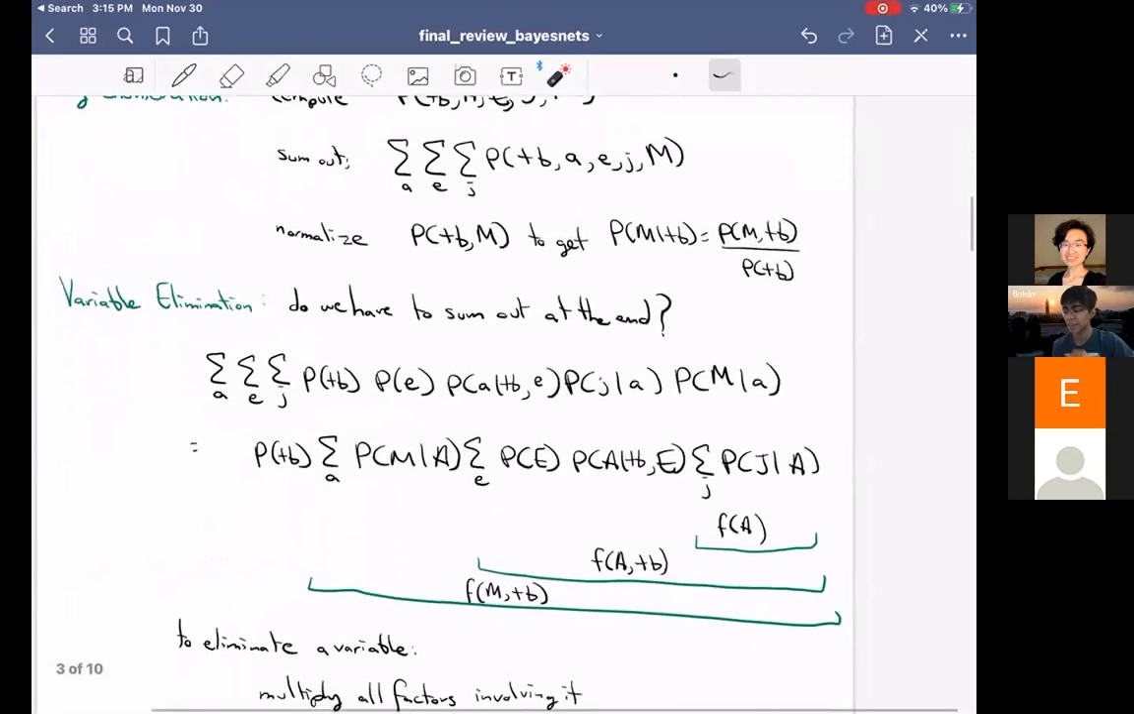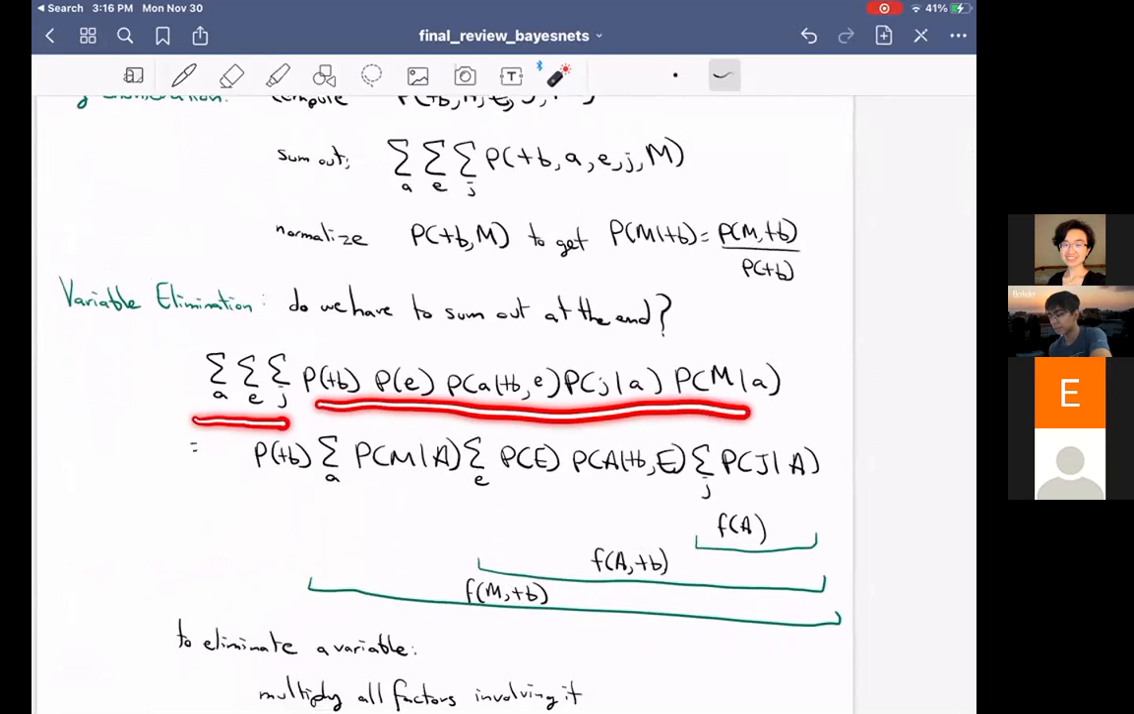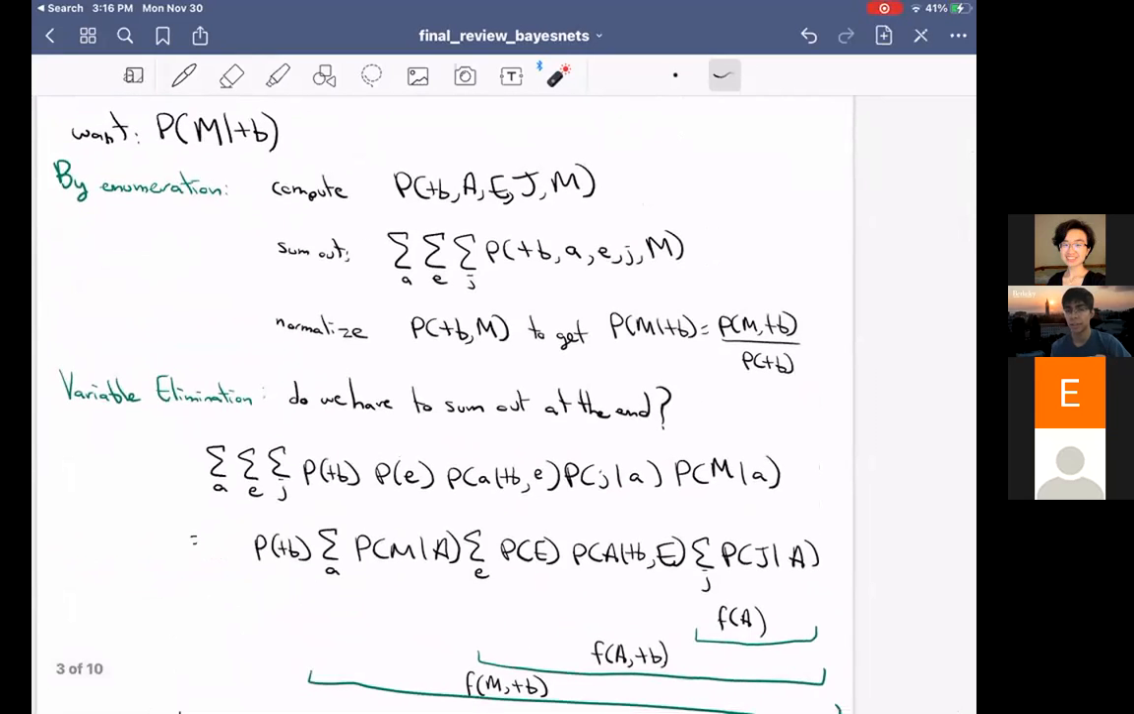And the question we're asking there is, do we have to wait until the end to sum out everything? So we're summing out A, E, and J, and I've expanded out the multiplications that we do to compute the joint distribution. But you'll notice that this P of J given A, for example, is the only place where a J appears. So I could totally just move this summation all the way to the right, and only have to make this small computation.